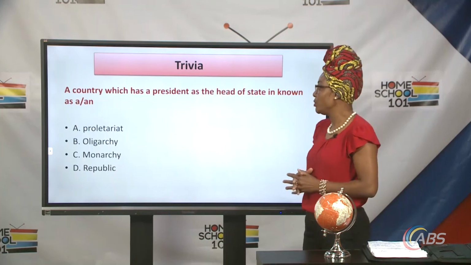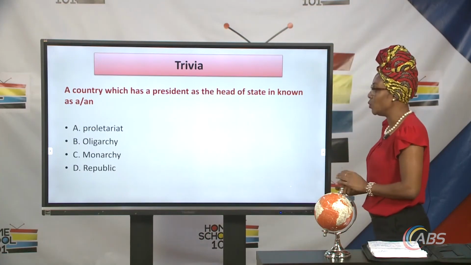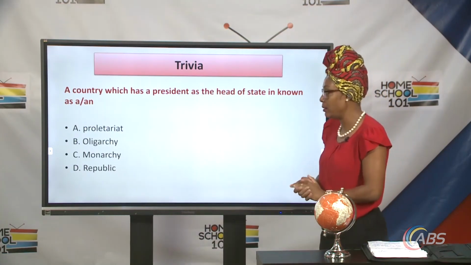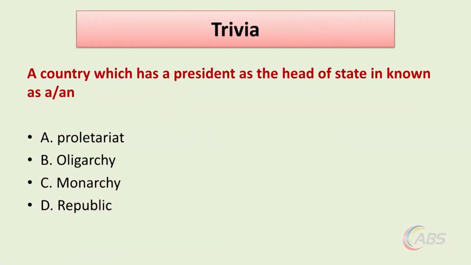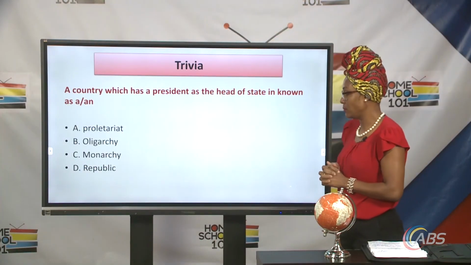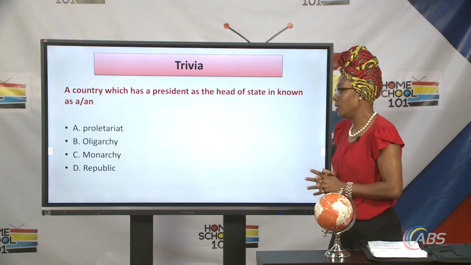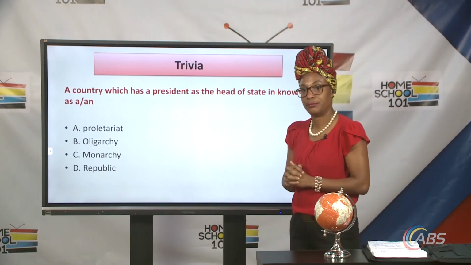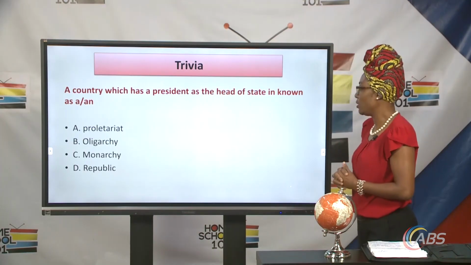Students, a country which has a president as the head of state is known as A, proletariat, B, oligarchy, C, monarchy, or D, republic. Which of the answers is correct? D, republic. You are correct.